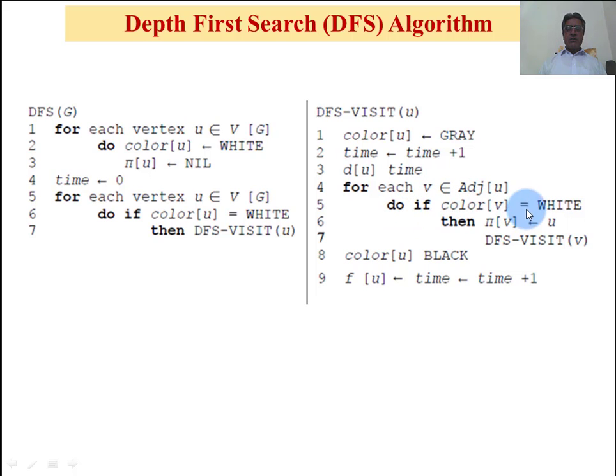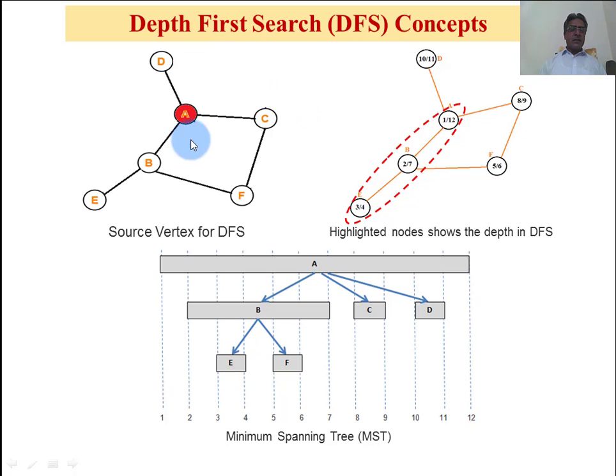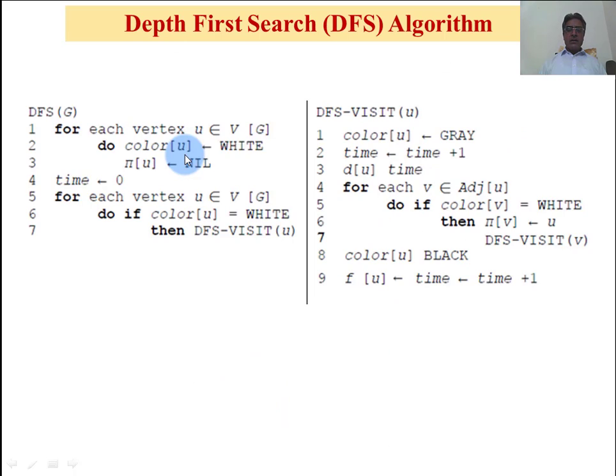For each vertex v belongs to adjacent of u, if color of v is equal to white, then pi of v is equal to u, and DFS visit v. Now we will find all the adjacent nodes of u. u is the first root node, and A is adjacent node. How many nodes are there? B is adjacent, C is adjacent, D is adjacent. So these three nodes will be processed through this loop. Firstly, we have processed B. Color of B is white, so parent of v is u and DFS visit v.